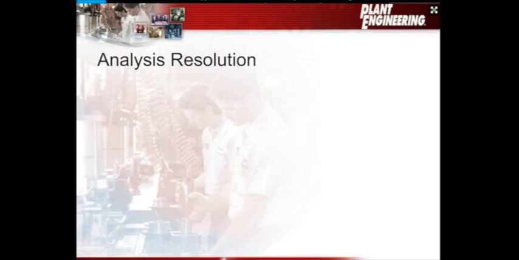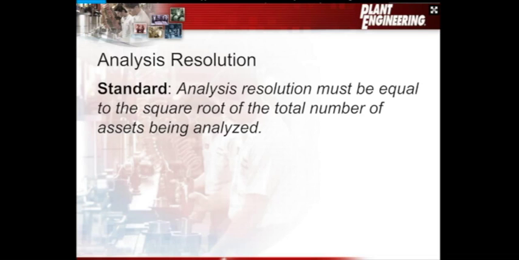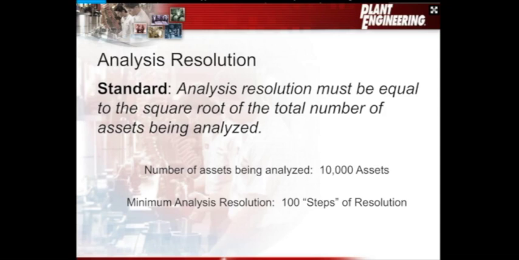So let's talk about analysis resolution and get a good understanding of how we come up with the right level of clarity. And then we're going to look at some graphical analysis of where resolution is poor. There's a standard for setting up your criticality analysis model, and that standard is based on a resolution that is equal to the square root of the total number of assets being analyzed. For example, if we were analyzing 10,000 assets across maybe an enterprise, we would be looking for 100 steps of resolution, kind of like the iPhone text, where we're adding more pixels to improve the clarity.